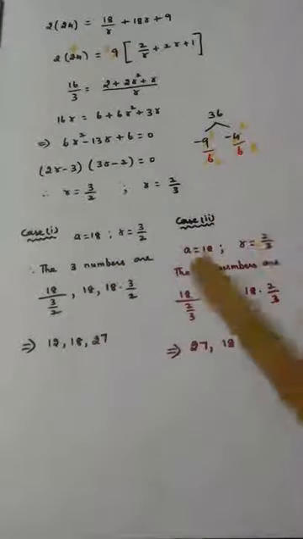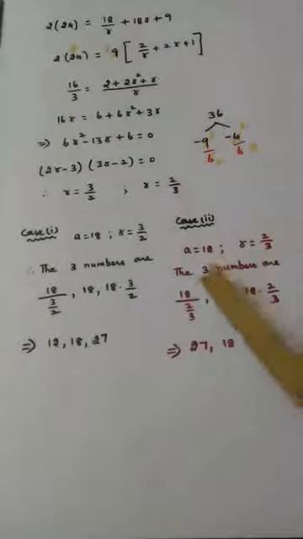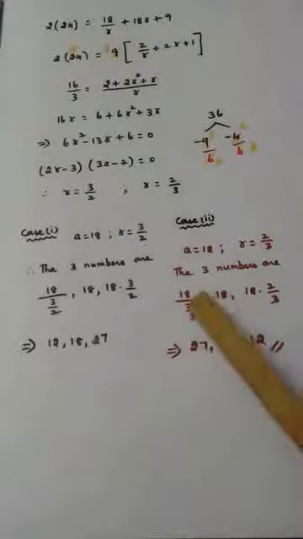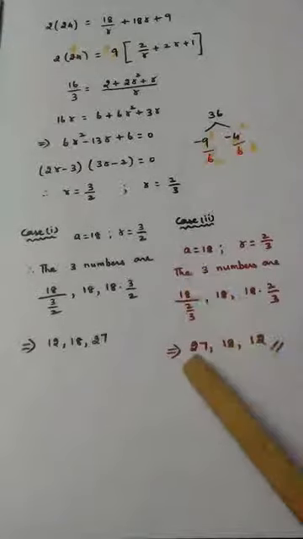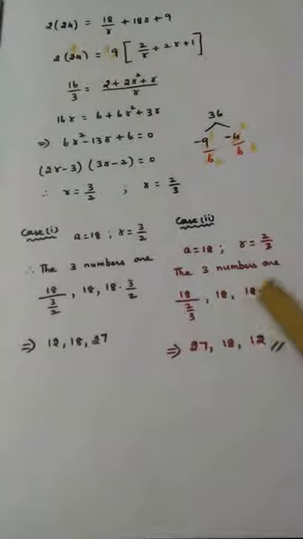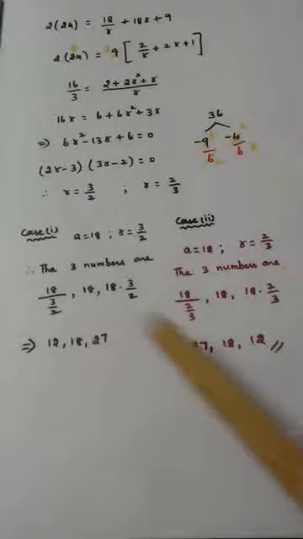In case 2, A is 18, R is 2 by 3. So the three numbers are A by R, A, AR. If I cancel 2 and 18, 9 comes. 9 into 3, 27. 18. 3, 6 times, 6 into 2, 12. So in both the cases, we found out the answer.